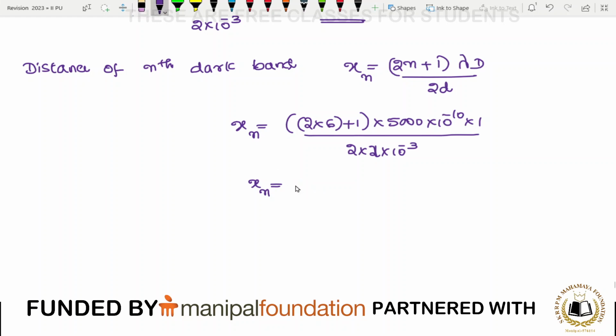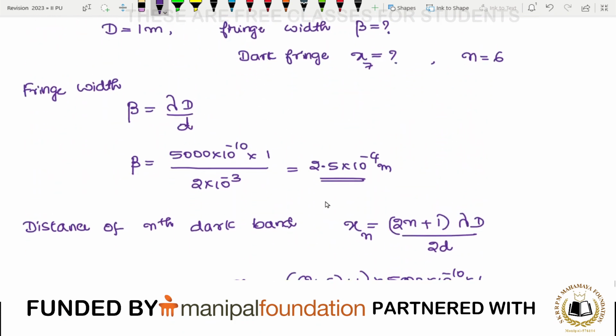That becomes 16.25, 6.25 in 10 to the power minus 4. Or you can shift the decimal point this side and write it as 1.625 into 10 to the power minus 4 meter. So the position of the nth dark band is 16.25 into 10 to the power minus 4 meter. That is the answer.